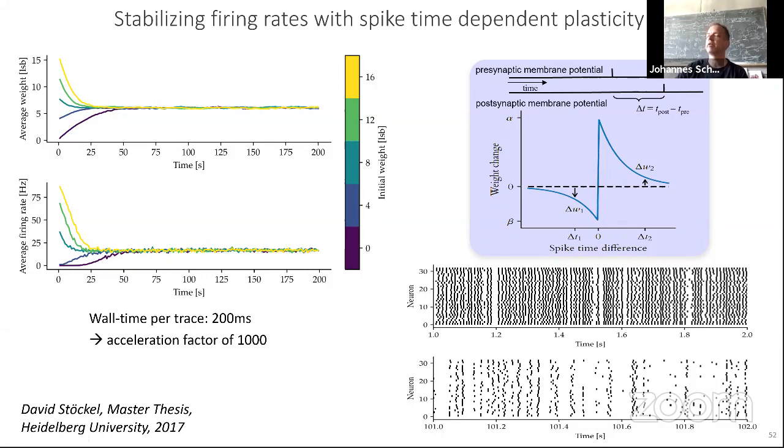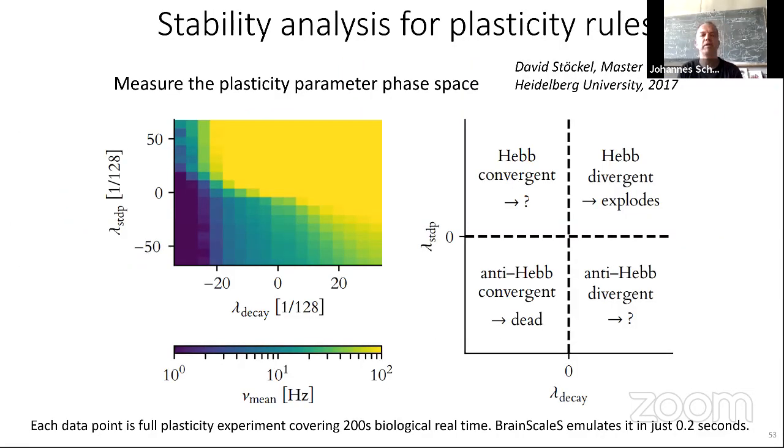This gives you access to new experimental paradigms that have been more or less impossible before, because you can now scan large parameter ranges for plasticity. Here, each dot represents one of these plasticity experiments that take a few hundred seconds in biological real time, but in BrainScales, it can be emulated in just a fraction of a second. And this allows you then to find, you see that the same rule gives you different behavior depending on the parameters you use in the equations. And you can find the boundary between these different behaviors very easily with this accelerated neuromorphic system.